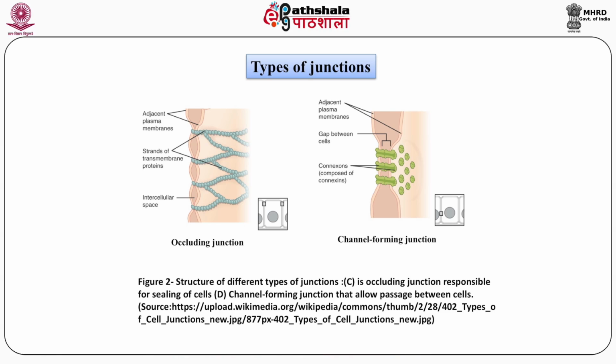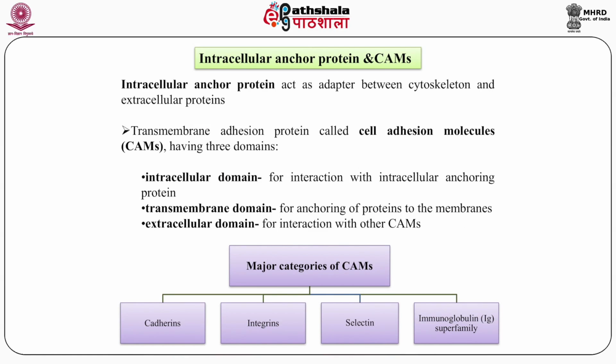Now, apart from cytoskeleton proteins, each of the above mentioned junctions require 2 types of proteins. Number 1, intracellular anchor protein that acts as an adapter between the cytoskeleton and the extracellular protein. And number 2, the transmembrane adhesion proteins, which are generally known as cell adhesion molecules or CAMs.